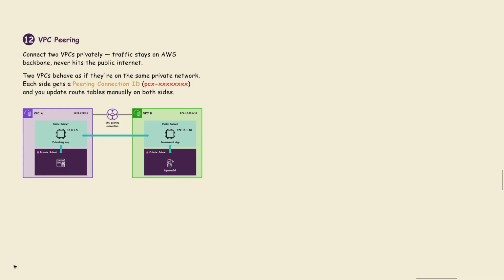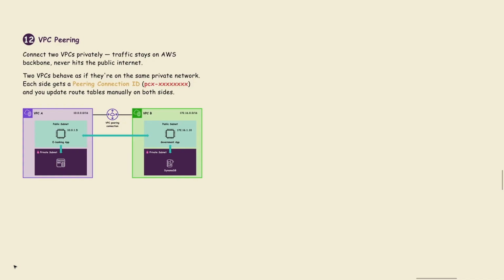In the diagram, we have two separate environments: VPC-A, running an e-banking application; VPC-B, running another internal or government application. Each VPC has its own CIDR range. VPC-A is 10.0.0.0/16, VPC-B is 172.16.0.0/16. A VPC peering connection creates a private link between them. Now traffic can flow directly. Application in VPC-A to private network to application or database in VPC-B. No Internet Gateway, no NAT Gateway, no public exposure.